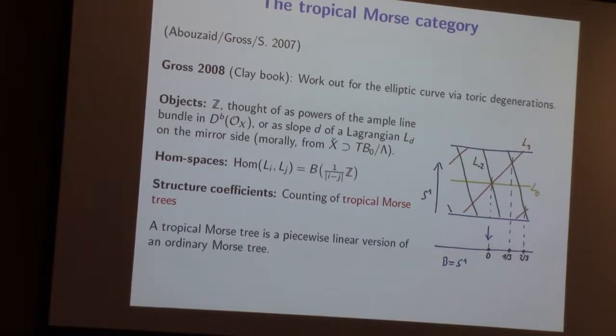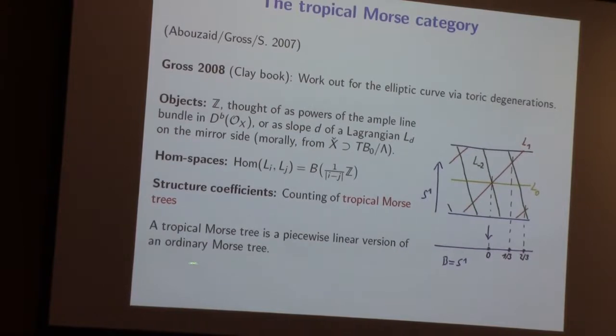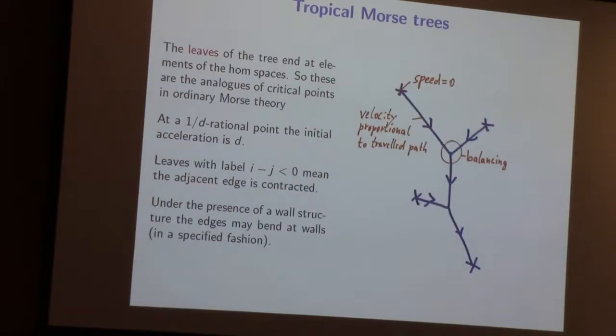So that's it. Those are the objects and the Hom spaces, and then the point, of course, is to define the structure coefficients. And they are done by what we call tropical Morse trees. And that's first some explanation. You should think of these tropical Morse trees as kind of piecewise linear versions of an ordinary Morse tree, where you start with a Riemannian manifold and your functions, you take the differences of the functions and look at the gradient flows. These are critical points of the differences of the functions. And we will have something similar. So it will look like this. You have some tree on your, this is a picture on B.